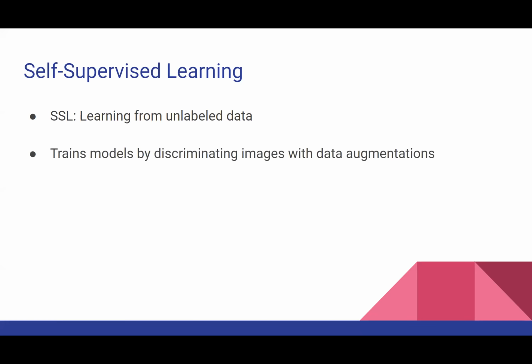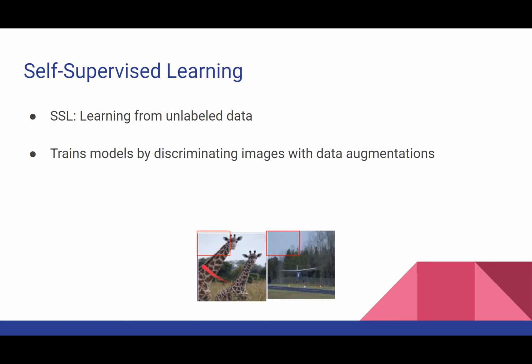Speaking of no labels, self-supervised learning, to keep it brief, is learning from unlabeled data. An example of something that does this is a model that trains by discriminating images with data augmentations. What do I mean by this? Let's take an image A, an image of the giraffes again, and let's compare it to an image B, an image of an airplane. So with taking two segments of this image, we can see that both images feature a sky, so that's probably not a key feature. However, this image right here features more of the giraffe's head and neck, so that might be considered more of a key feature. This training could have a few problems.